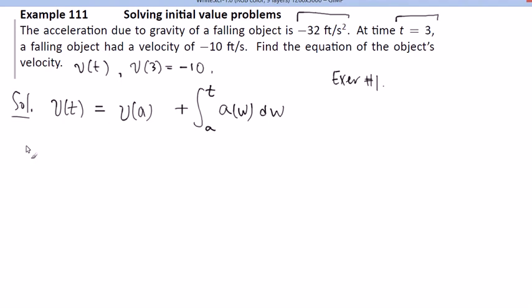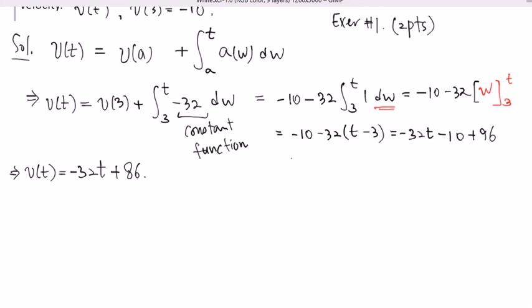Use this formulation to compute v(t). So this is a formulation in terms of a definite integral, right? Not indefinite integrals. All right, was that okay?